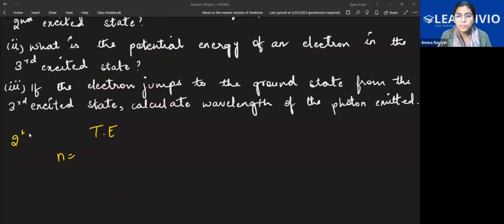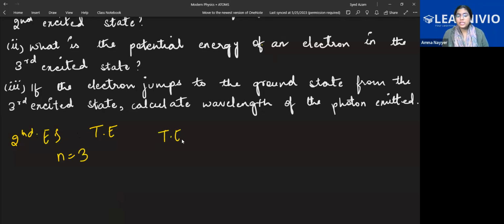Yes, how much, Rishita? Ma'am, Khadija, 3. It will be 3. Second excited state. See, excited states are always one lesser. Okay. The correction is fine now. N is equal to 3.